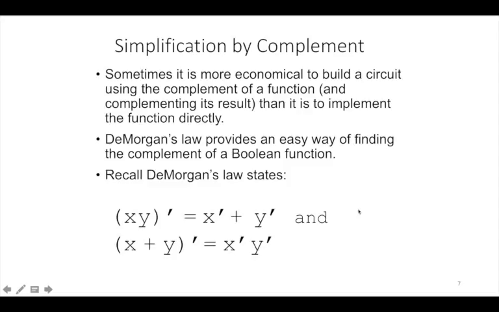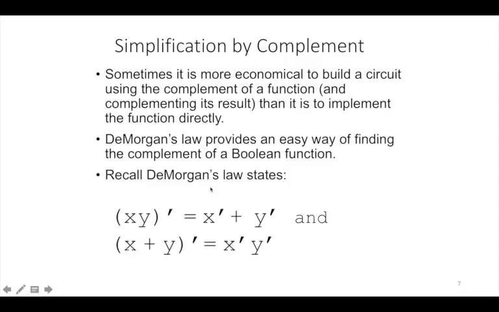In practice, we can also simplify a Boolean function by using the complement operation. And sometimes it is more economical to build a circuit using the complement of a function, and then use the inverter to revert it. So De Morgan's law provides an easier way of finding the complement of a Boolean function.